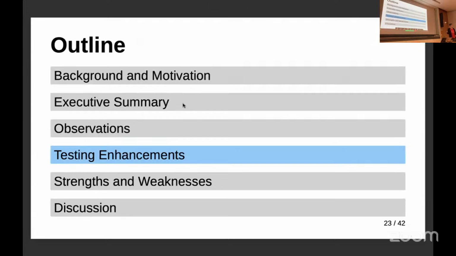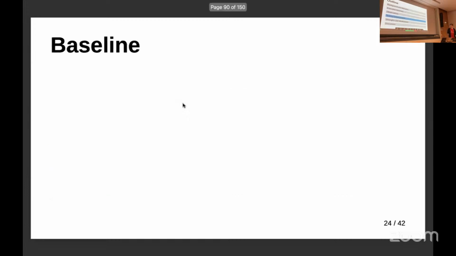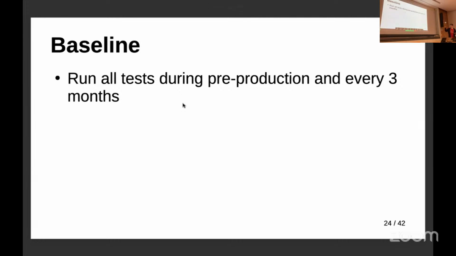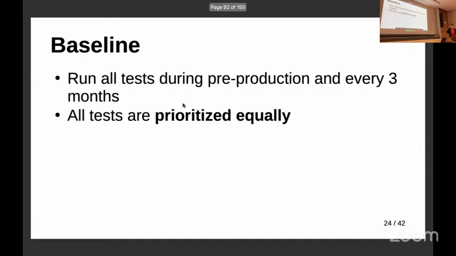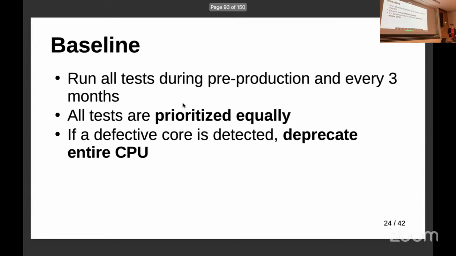All right. So now that they've made these observations, the authors proceeded to try and use these observations to enhance their existing testing workflow. They compared it with their baseline, which is simply how tests are currently done in their data center. It's quite simple. They run all of the tests during pre-production and again every 3 months. The test cases are all prioritized equally, meaning they all run for the same duration. And if any defective core is identified, they remove the entire CPU from their network.